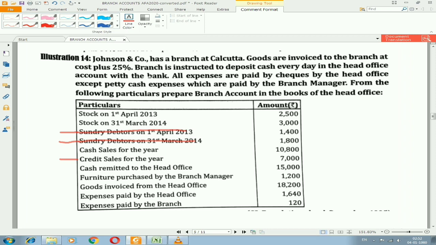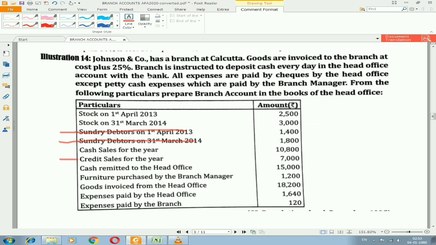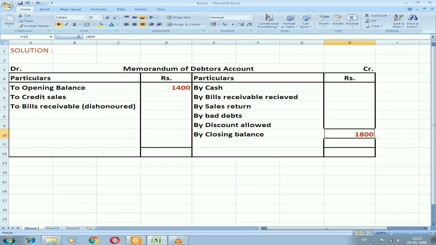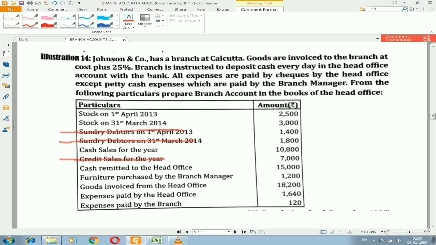On that closing date we have sundry debtors, that is the closing balance, which is on the credit side, amount of rupees 1800. Apart from that we have one more piece of information in the illustration, which is credit sales for the year, that is the amount of rupees 7000. So that credit sales we have in the memorandum of debtors account on the debit side, credit sales of rupees 7000. Apart from this, in the illustration we don't have any other information related to memorandum of debtors account. So now we can do the total.